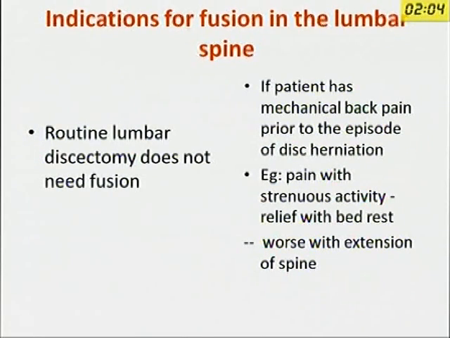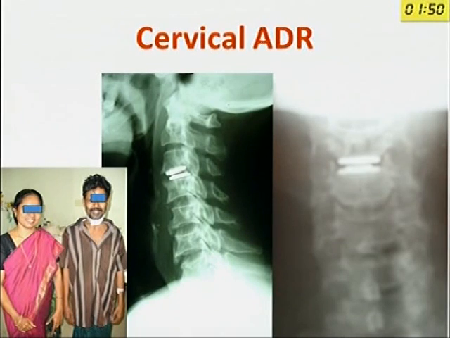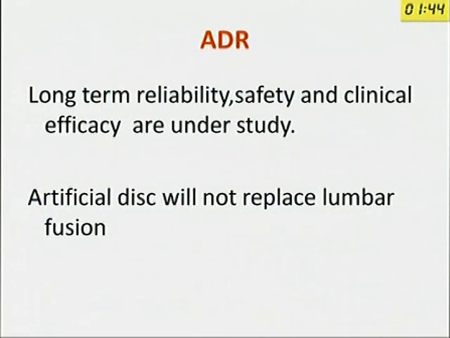But if the patient is presenting with back pain and no radicular pain, and if the patient has mechanical back pain prior to the episode of disc herniation, and if this pain is worse with extension, a fusion will be better. And with prosthetic disc replacement, there are so many complications reported, and long-term reliability, safety and clinical efficacy are under study.